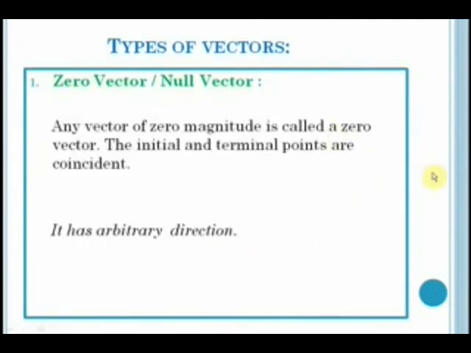Now let's try to see the different types of vectors. The first type of vector is the zero vector, or it is called as the null vector. Now what it is? Any vector of zero magnitude is called as a zero vector. So if any vector has a magnitude equal to 0, then it is called as a zero vector. Now if the magnitude is equal to 0, then the initial and terminal points will be coincident because its magnitude is 0. Thus any vector which has the same initial and terminal points is called as a zero vector, or a vector which has got magnitude equal to 0 is called as a null vector or a zero vector.